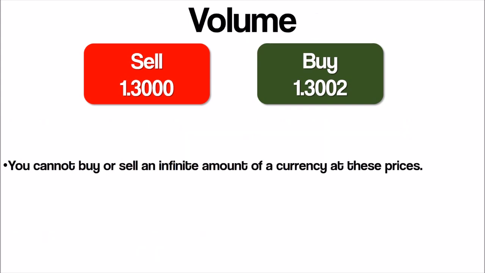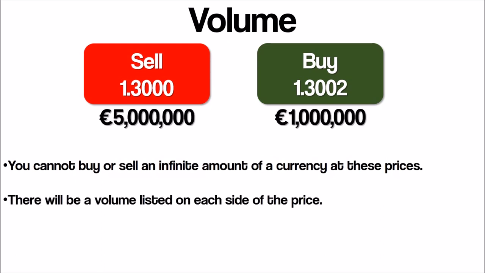If you're presented with a price like this, this price in euro-dollar, you cannot buy or sell an infinite amount of money at these prices. There's a finite amount. Generally when you trade, there will be a volume listed on each side of the price. So in this example, let's say there is 5 million euros you can sell at 1.3, and there's 1 million euros you can buy at 1.3002.